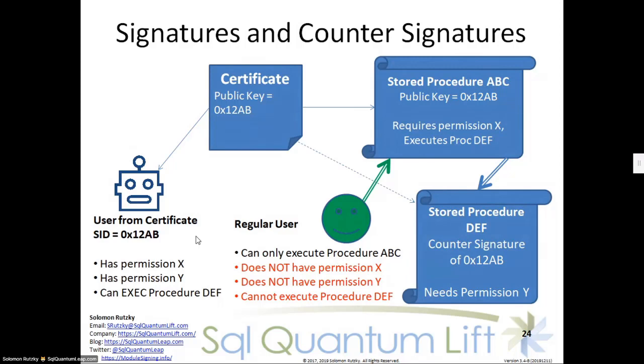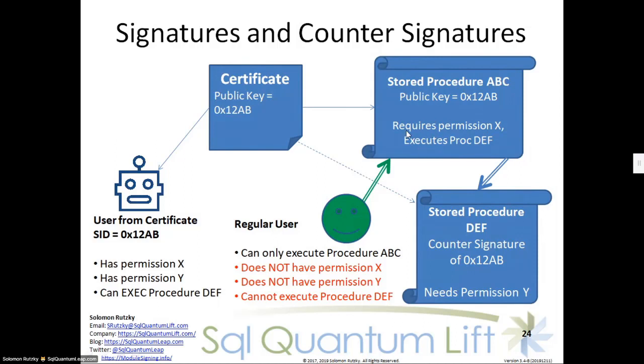So again, we have a certificate which has a public key, and that public key is really the SID, the security mechanism that matches everything up. So here we're showing that. This is like the app user, the green face. They have execute permission to this procedure ABC. This procedure ABC was signed with this certificate, and they share a public key. The stored procedure is not going to have a public key without being signed. That's part of being signed: the public key is built in, buried into the signature.